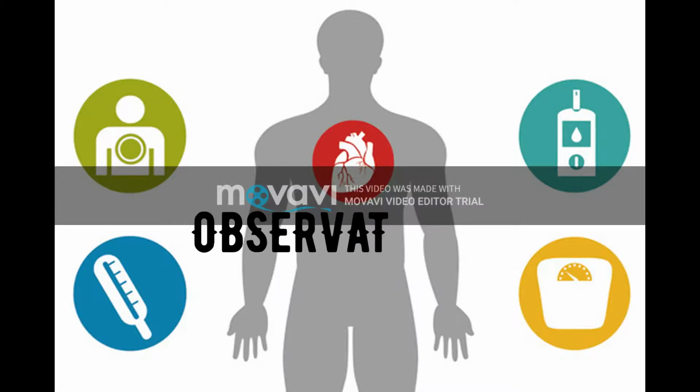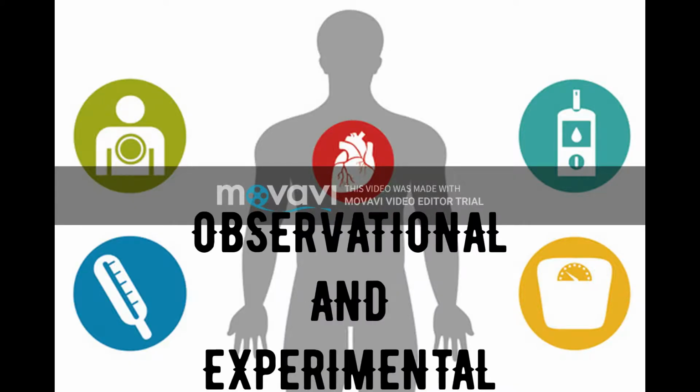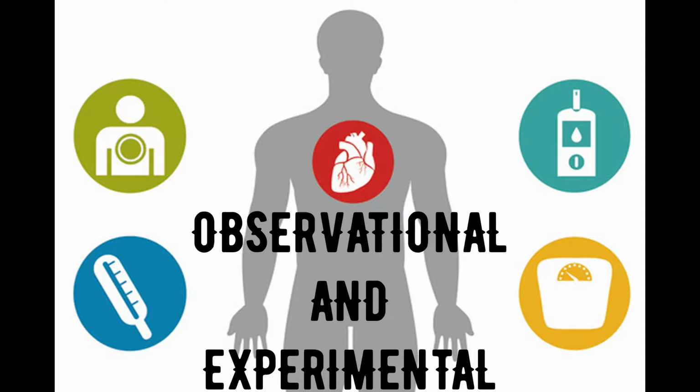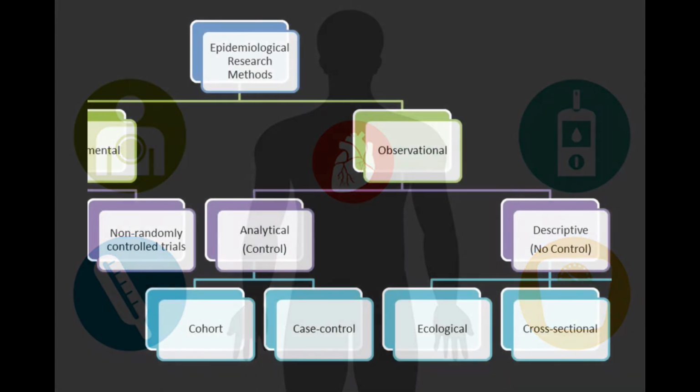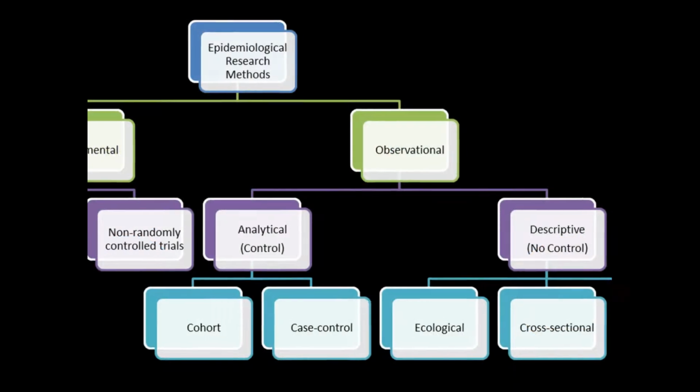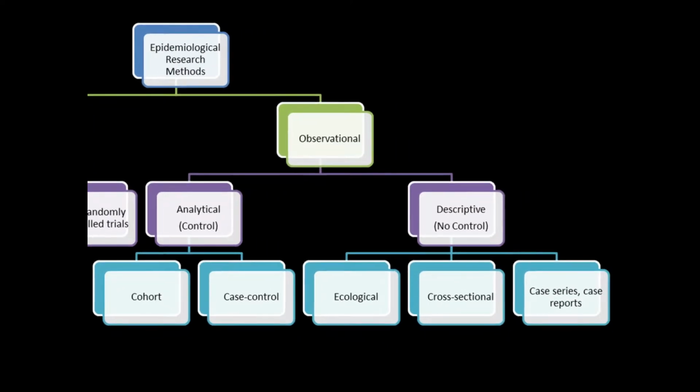There are two types of study in epidemiology. One is observational and the other is experimental. In observational, we can find analytical and descriptive studies.